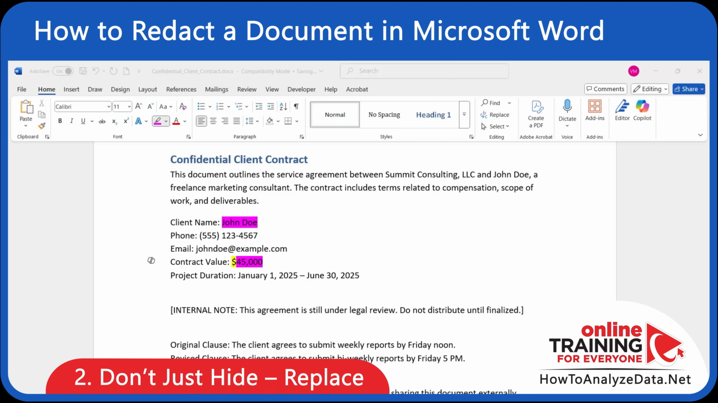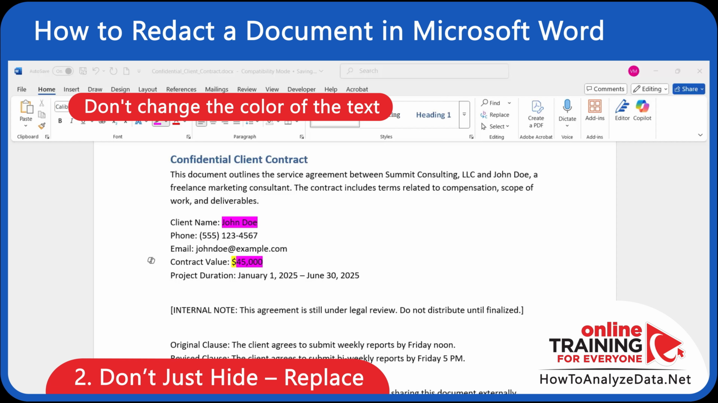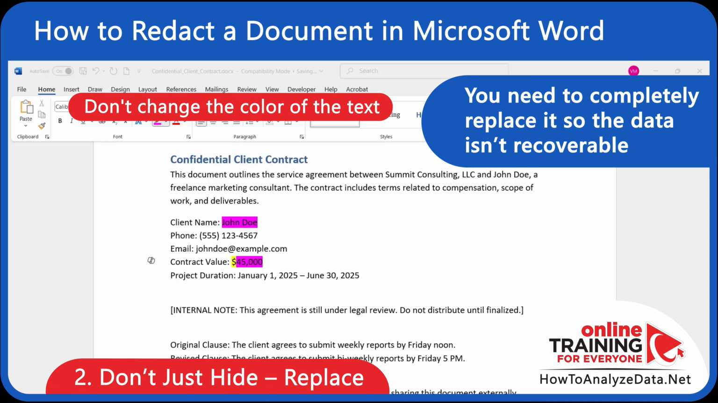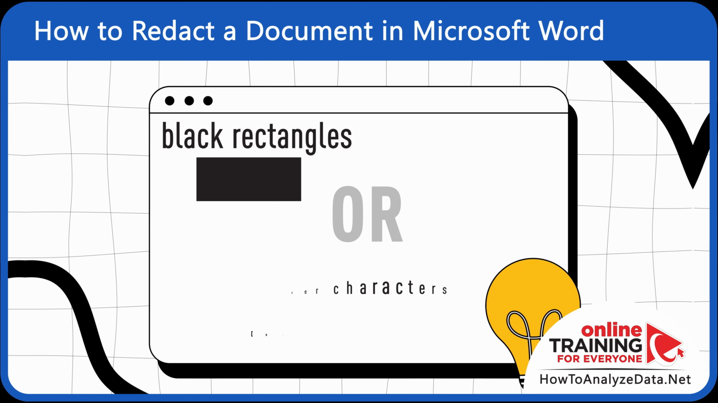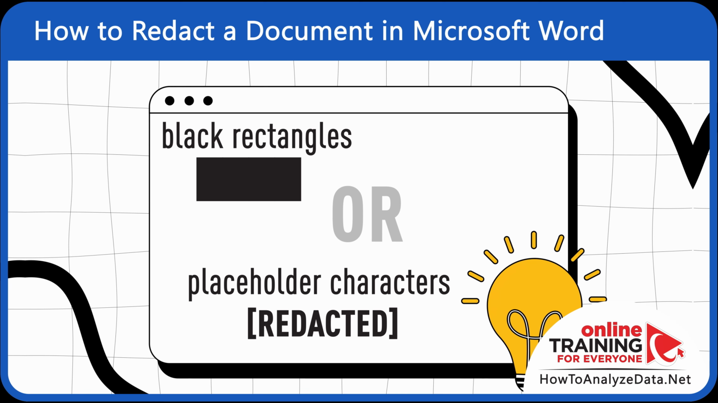In the next step, let's replace sensitive data with black bars or placeholder text. To redact text, don't just change the color of the text. You need to completely replace it so the data isn't recoverable. And there are two safe ways to do it. Replace it with black rectangles or replace the content with placeholder characters, like "redacted" in square brackets.